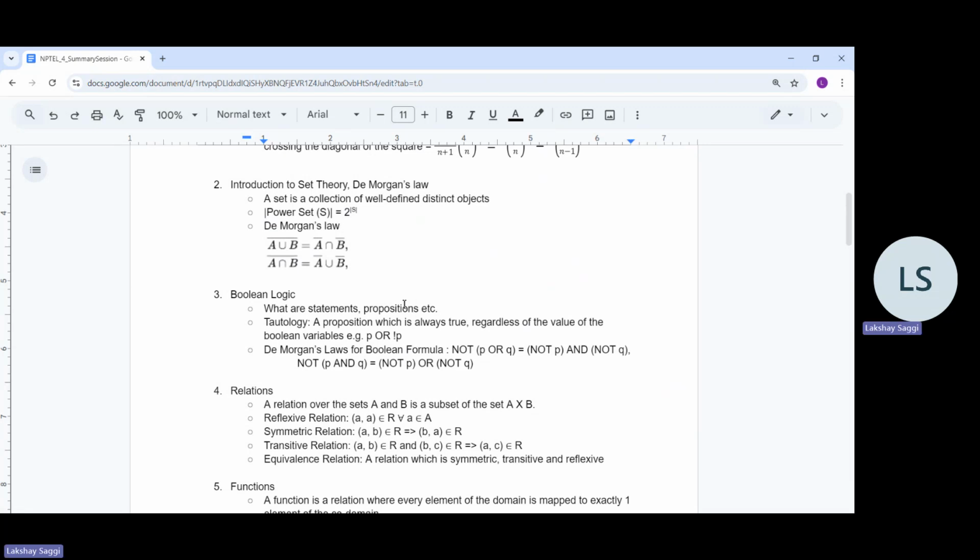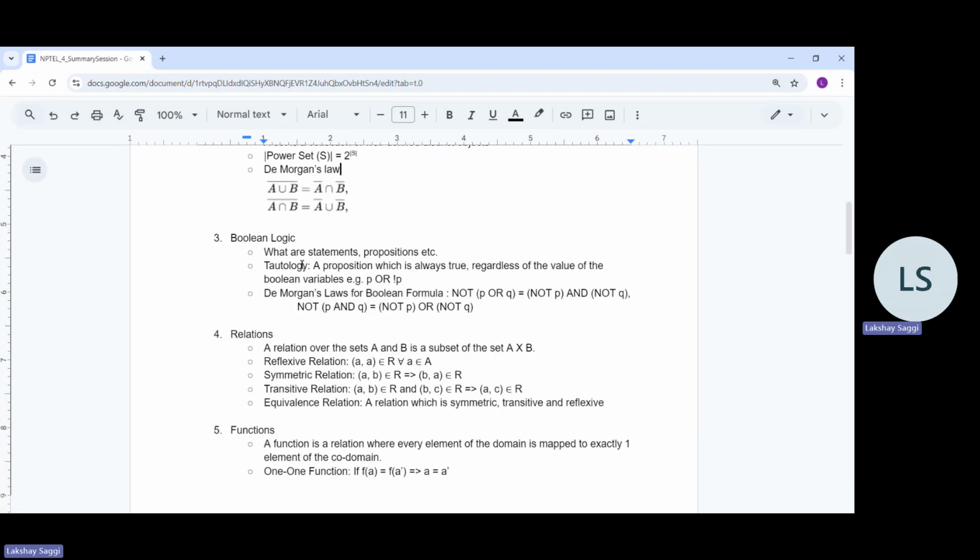And then what's a tautology? A tautology was defined as a proposition which is always true, regardless of the values of the Boolean variables it takes.